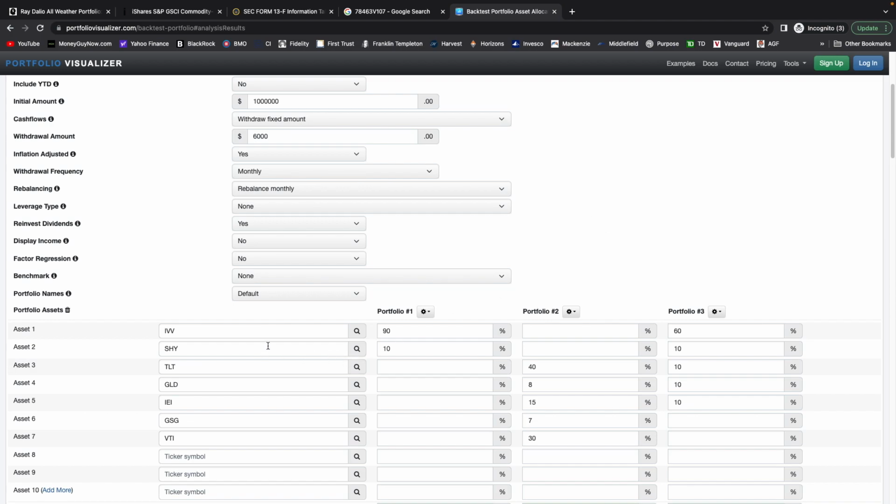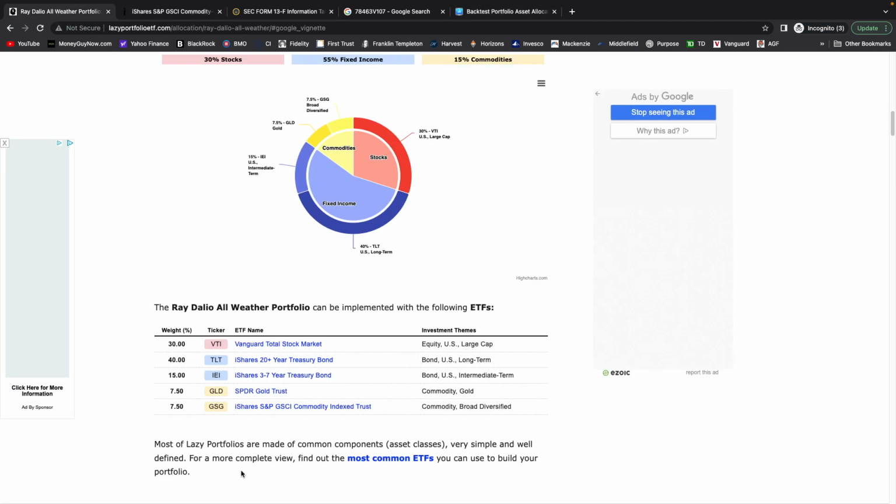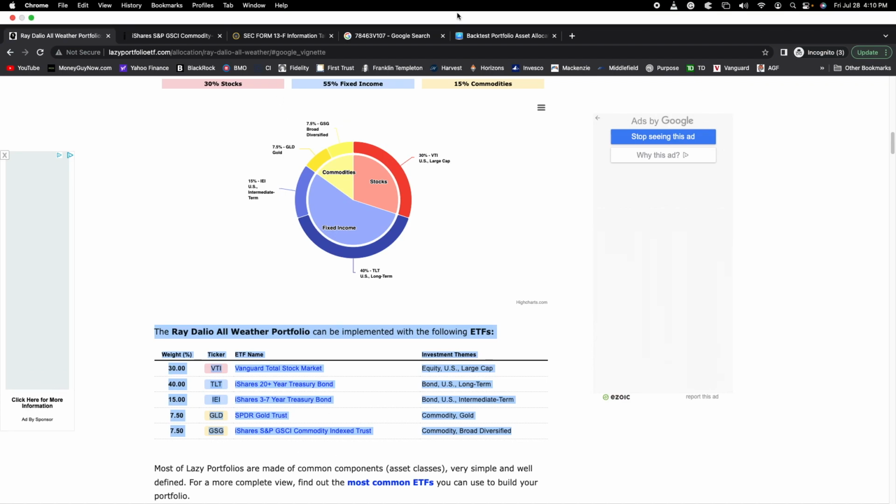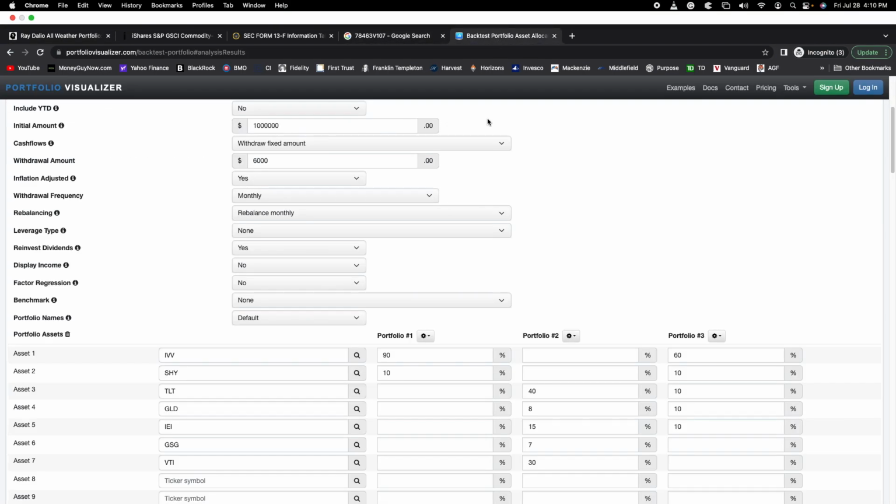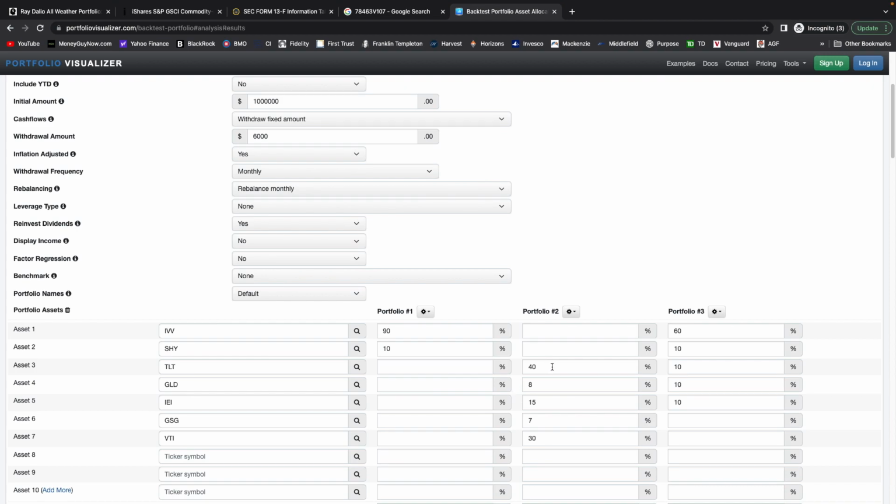So we're going to use IVV and SHY again for Warren Buffett. And when we actually use the same ETFs that are mentioned in this lazy portfolio link, it's going to look like 40% TLT. Now, I had to put 8% in gold. There's no decimals here. And IEI has 15. And GSG, that's your commodity. And VTI, that's your total stock market.